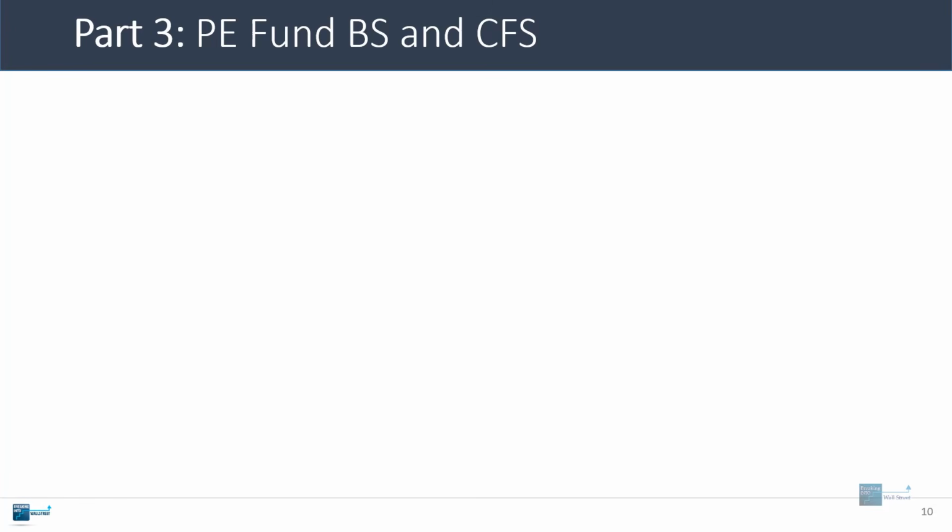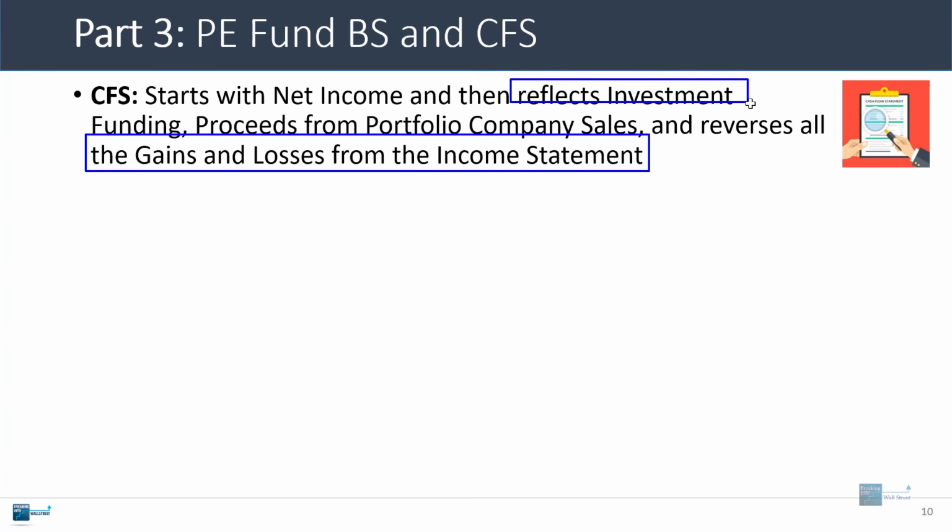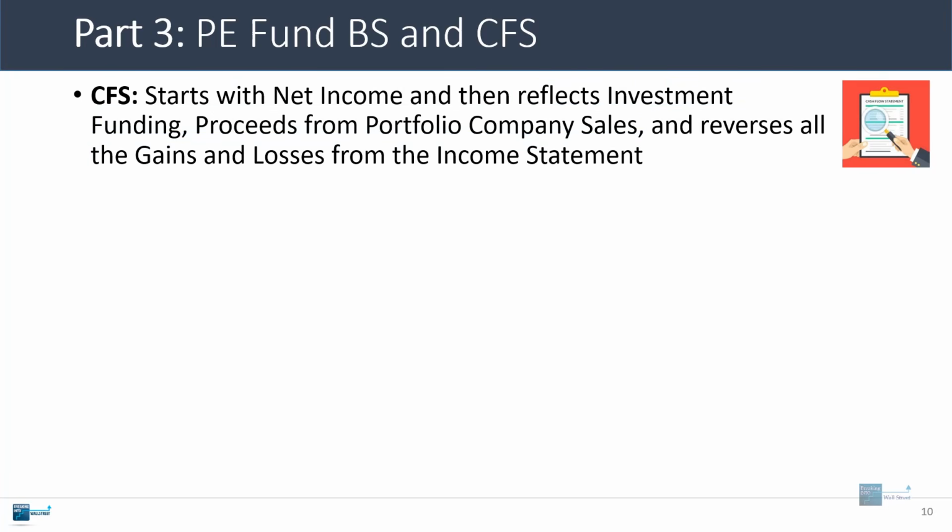And really, we need to start with the cash flow statement here because we need this to get to many of the line items on the balance sheet. Now, the cash flow statement usually starts with net income and then reflects investment funding, the proceeds from portfolio company sales, and reverses all the gains and losses that are shown on the income statement. This last part is very standard. Any cash flow statement in any industry will do this, but the part about investment funding and proceeds from portfolio company sales, those are the non-standard parts that are specific to private equity funds.